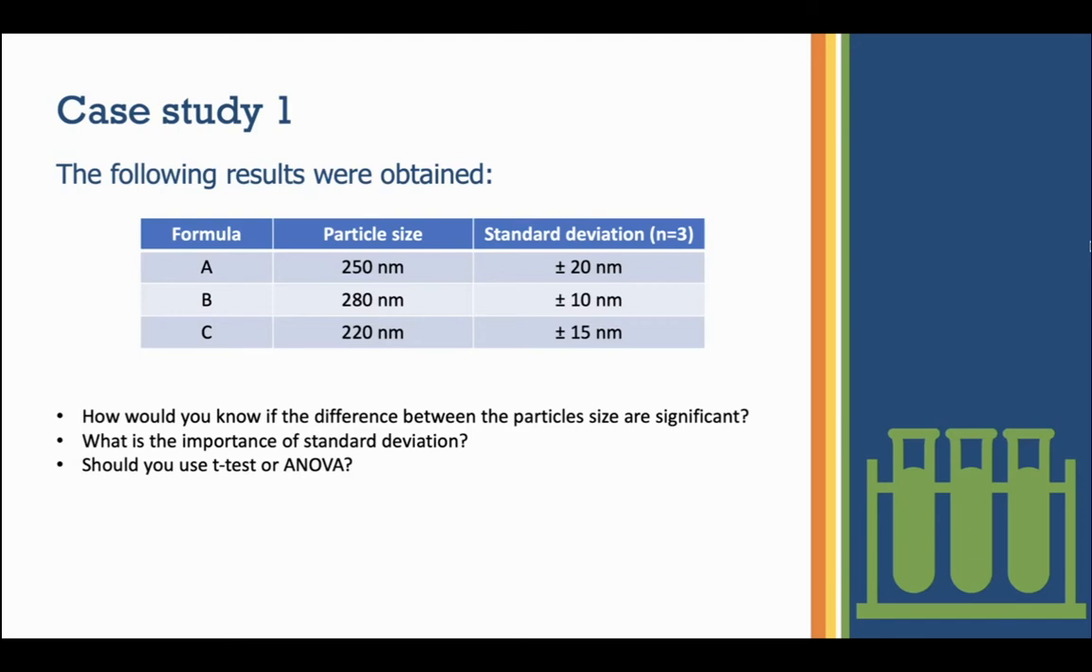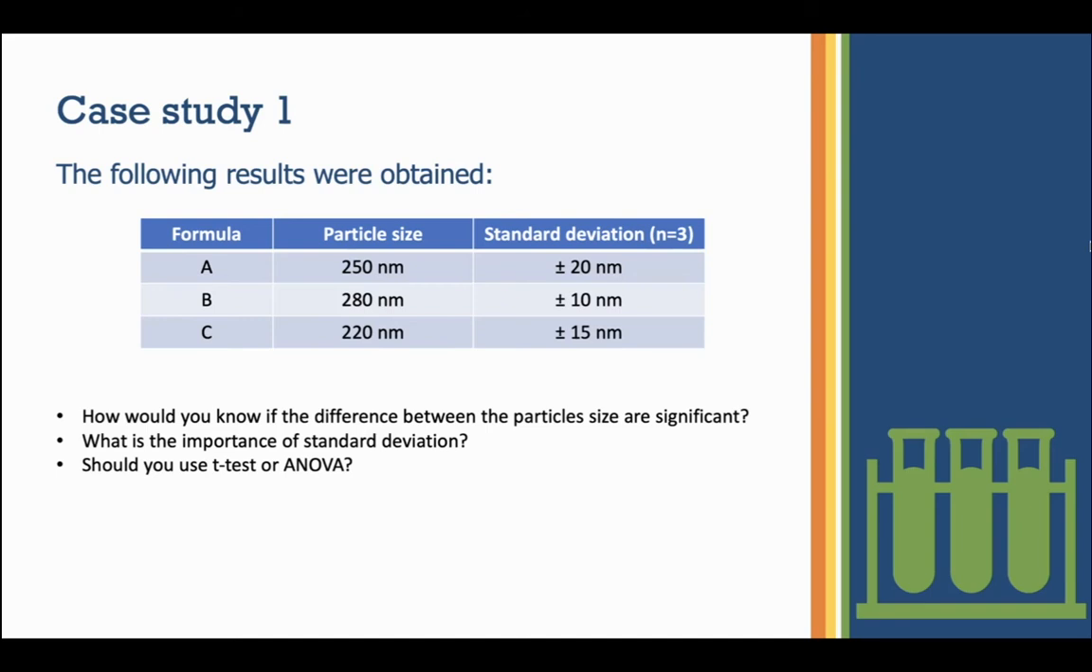Okay, because there are 3 formulas, we will be able to use ANOVA, and we will know the significance, or whether the difference between each formula is significant. If you have only 2 formulas, formula A and formula B, you can use a t-test, okay, to see the difference between the 2 formulas. But if you have more than 2 formulas, 3 formulas and above, you can use analysis of variance, or ANOVA. So what is the importance of standard deviation?